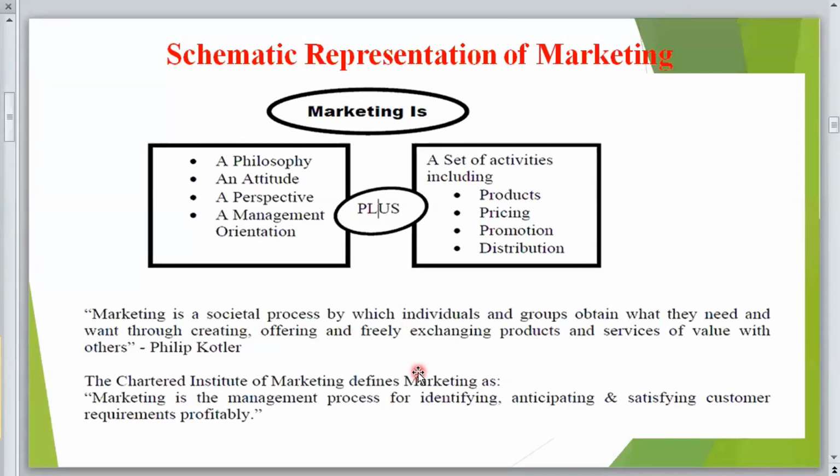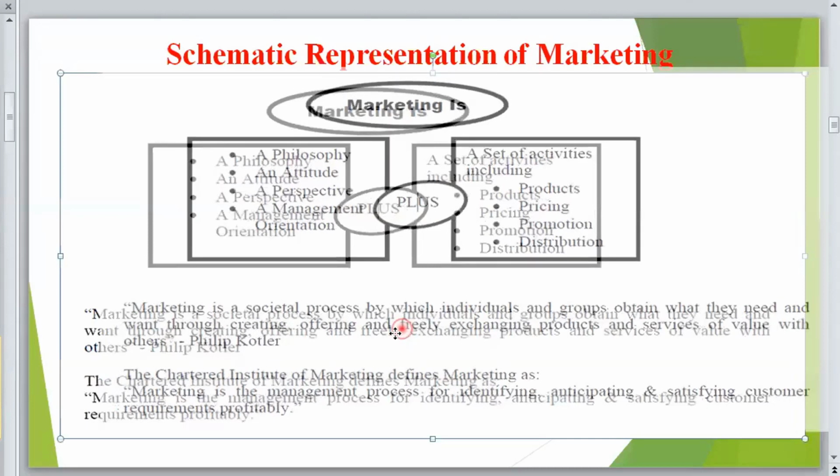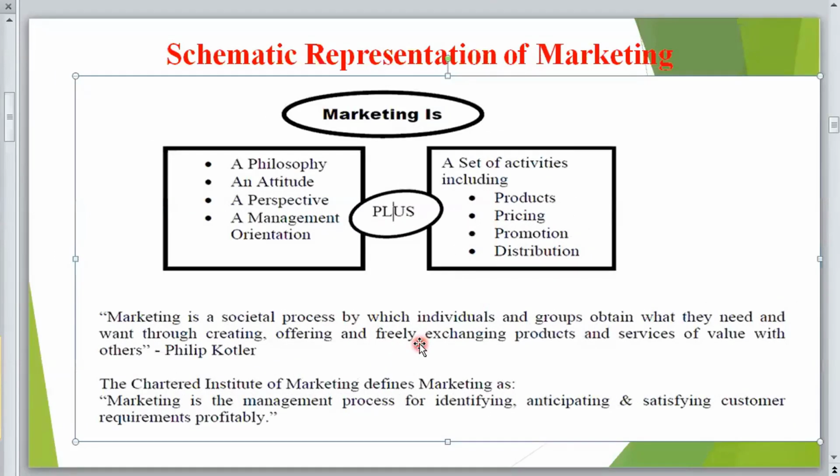So this is some of the definitions of marketing. Marketing is a societal process by which individuals and groups obtain what they need and want through creating, offering, and freely exchanging products and services of value with others. This is freely. Whenever there is an exchange or marketing, there should be free consent between the buyer and the seller. There must be free consent.